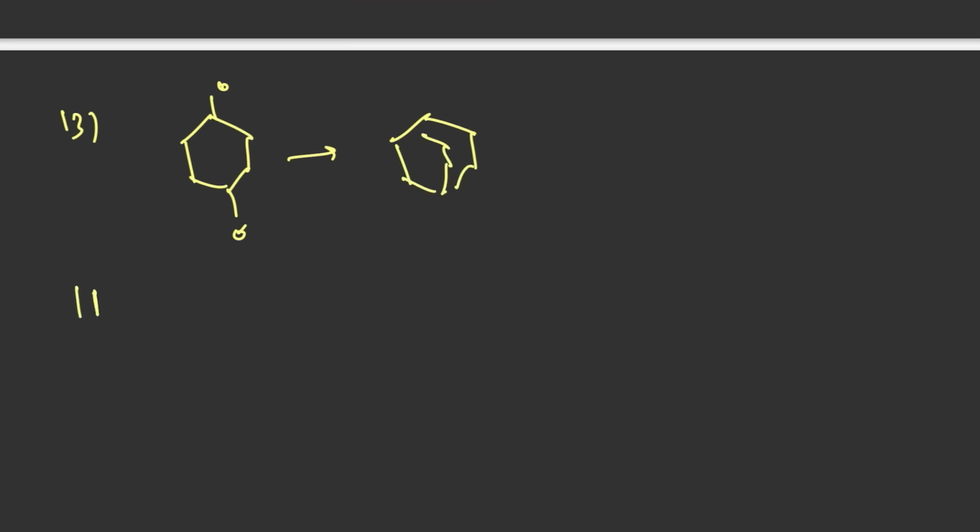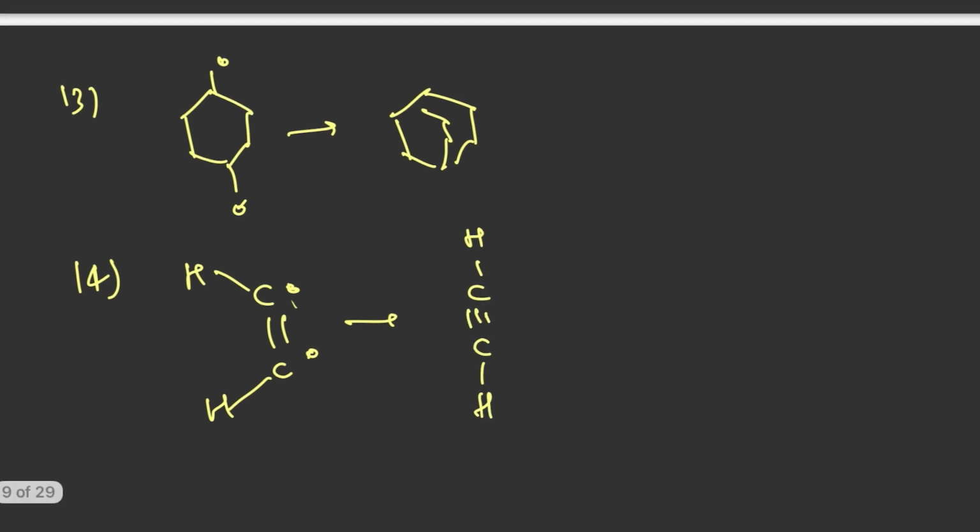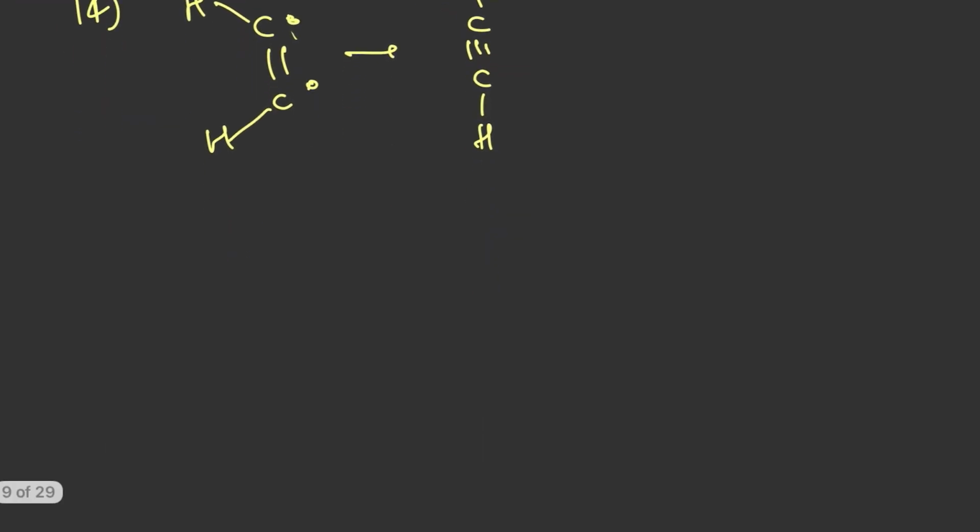13th, here also an intramolecular redox reaction takes place. 14th, intramolecular redox takes place. 15th, we have a benzene ring. In the benzene ring we have two radicals, and they will combine.